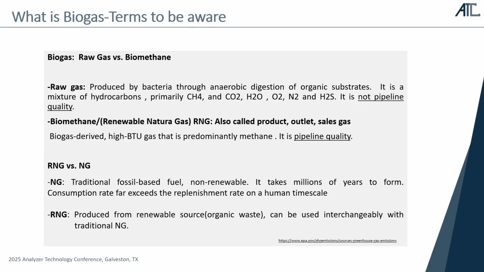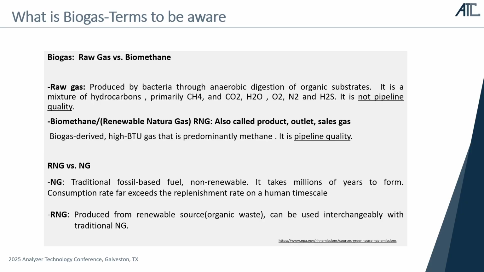Biogas really includes raw gas and biomethane, which is a product. The raw gas is produced by bacteria through an anaerobic digestion process. So it is raw. It does not meet pipeline quality. So raw gas is dirty. The primary composition is methane, and it also includes CO2, moisture, oxygen, nitrogen, and usually high H2S.